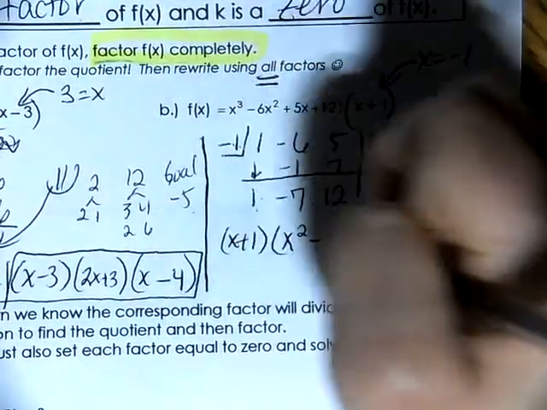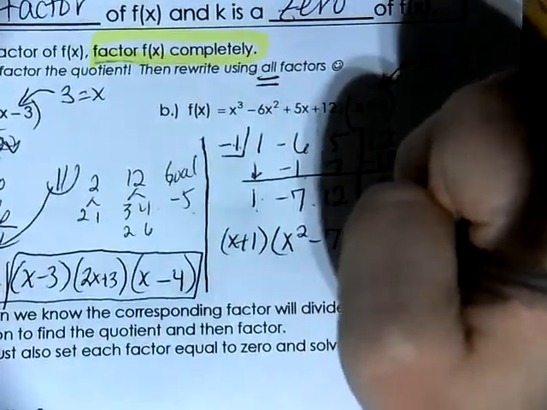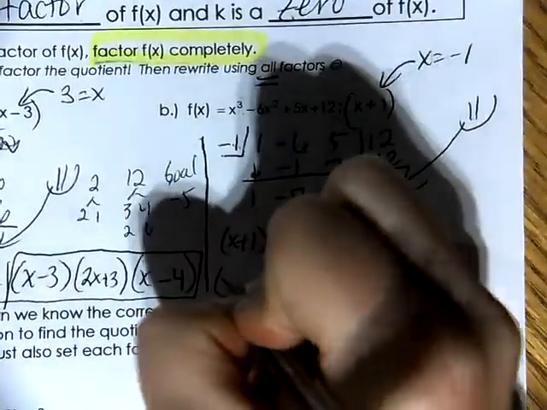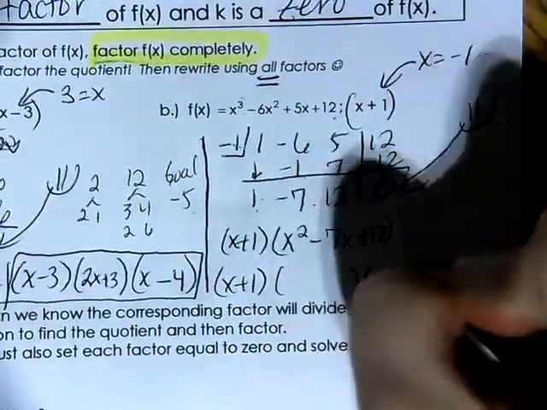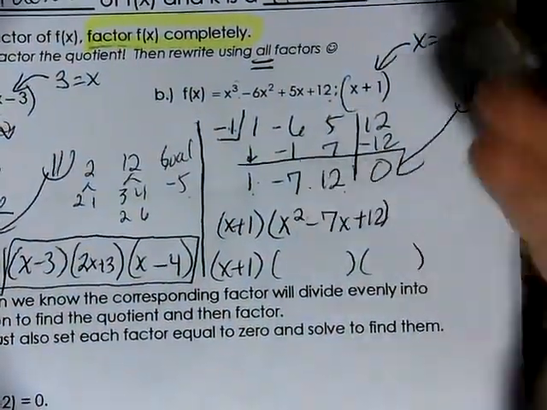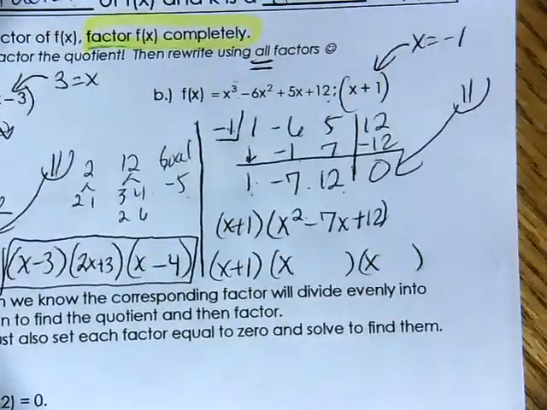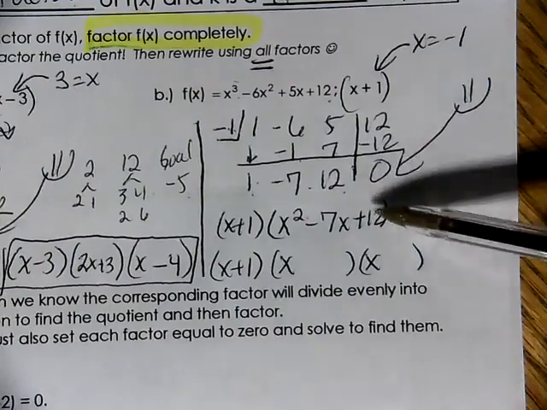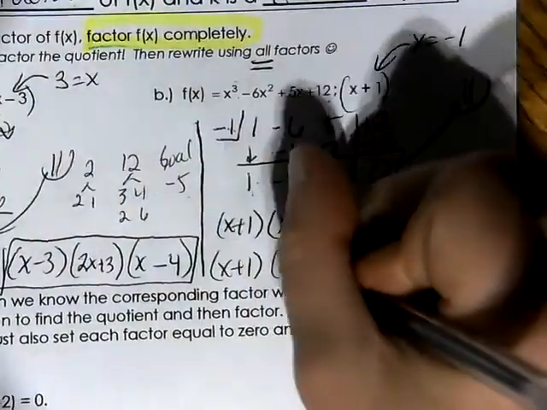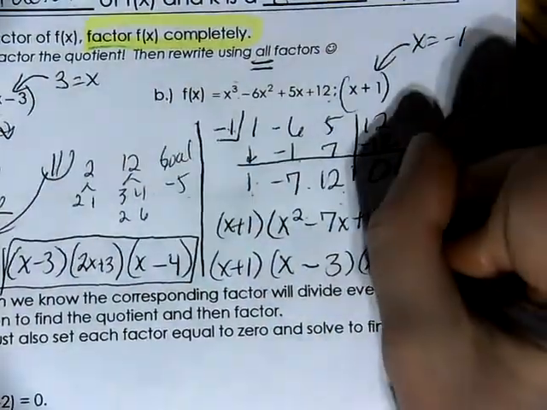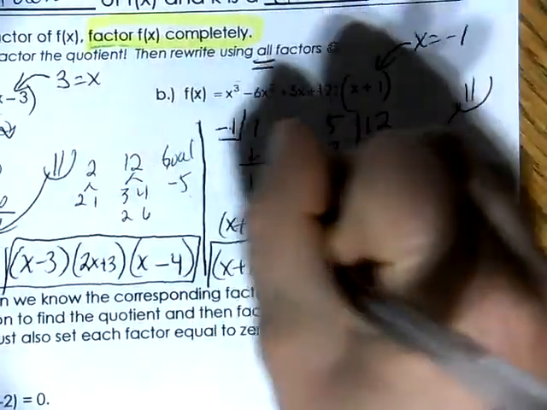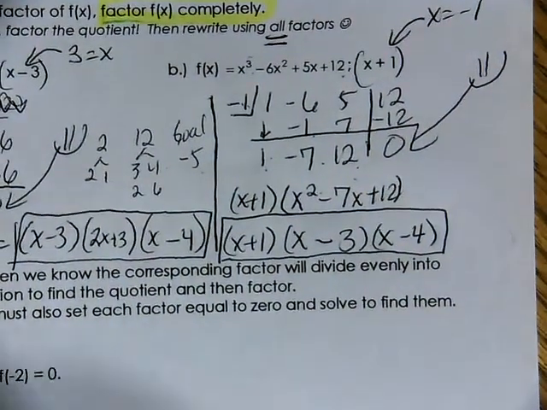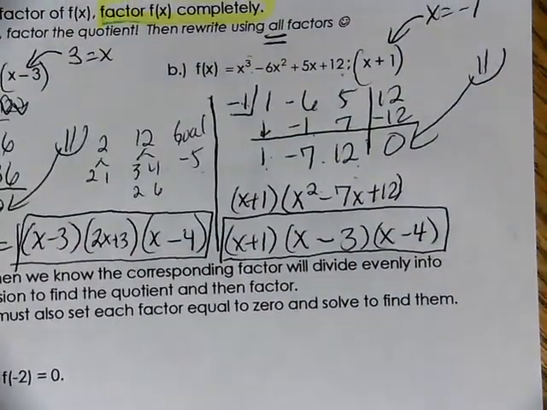That's going to be x squared minus 7x plus 12, because remember this is 1 degree less than what we started with. And now I need to factor even more. I'm going to split apart the x squared into an x and an x and ask myself what two numbers multiply together to equal 12 and together add to equal negative 7, and that's going to be an x minus 3 and an x minus 4. So my full factorization is x plus 1 times x minus 3 times x minus 4.